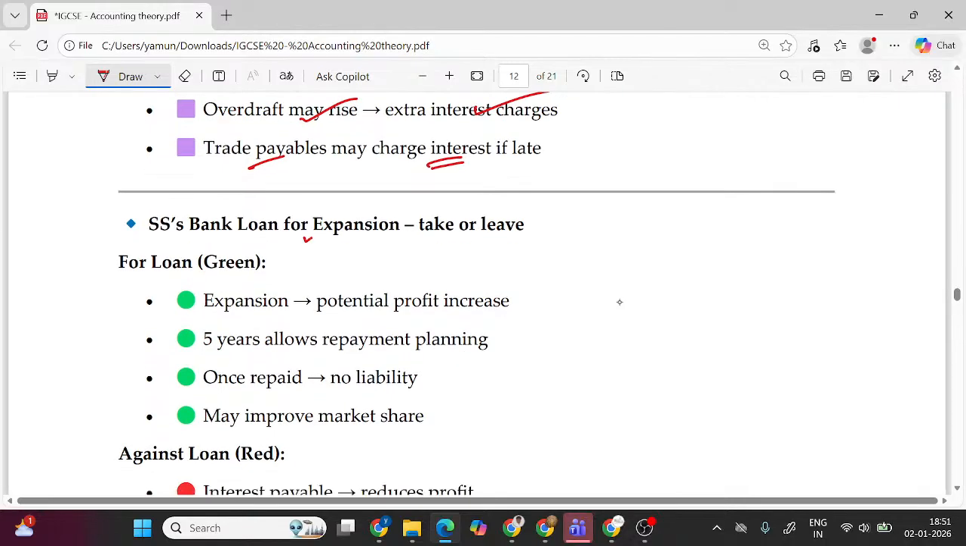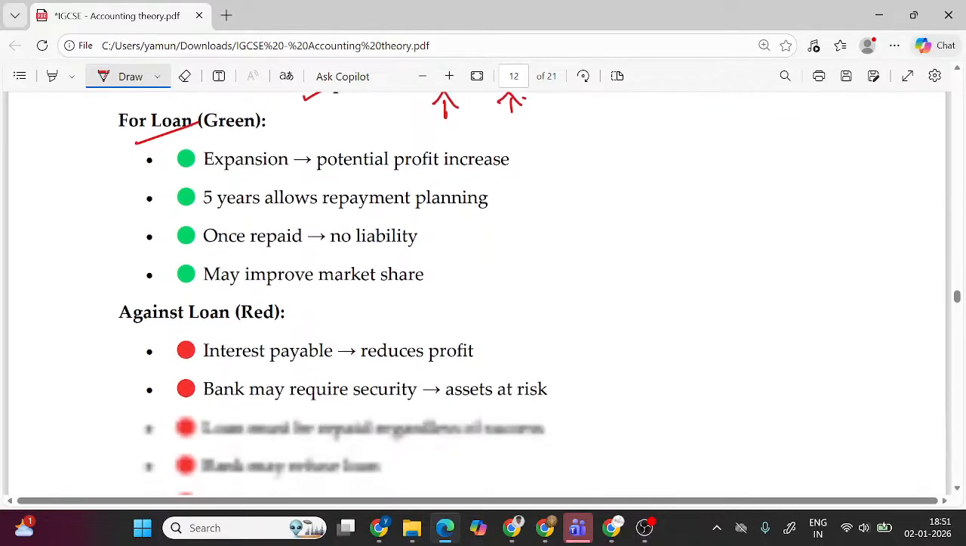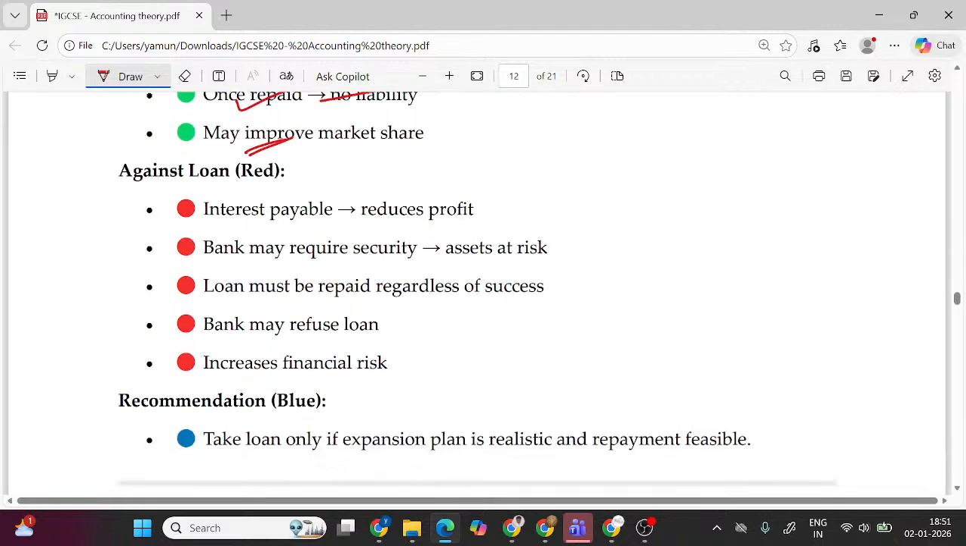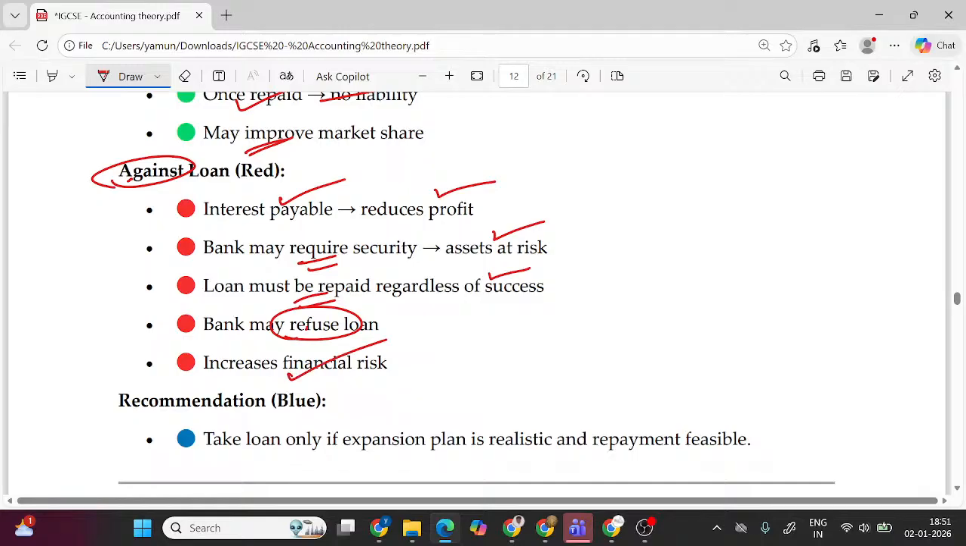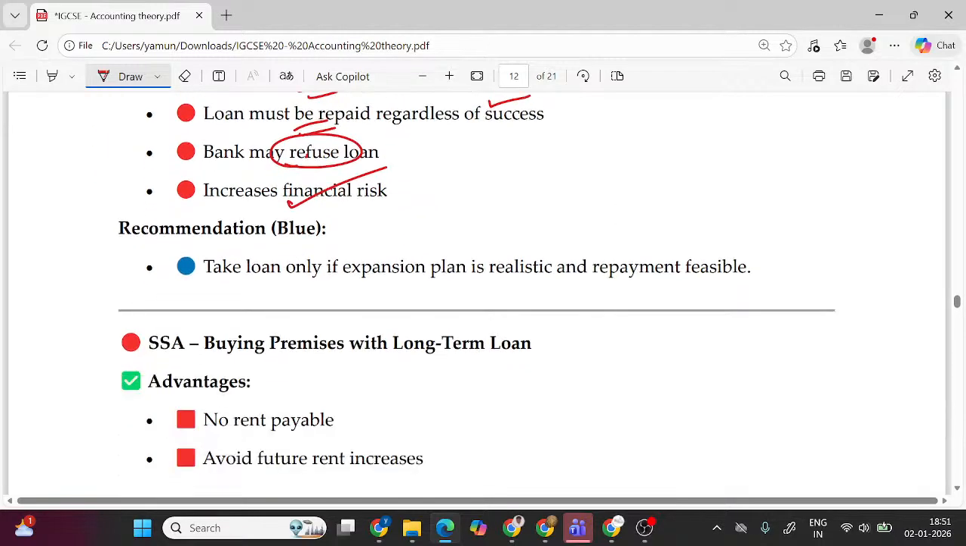SS Bank's loan for expansion: do you take it or leave it? For loan expansion, obviously we can go for potential profit increase. 5 years will be allowed for repayment planning, and once repaid, there is no liability. So that will improve the market share. Even though these are the advantages, there are some disadvantages against the loan also. You have to pay the interest, so obviously it reduces the profit. The bank may require security, so assets will be at risk, and the loan must be repaid regardless of success. The bank may refuse the loan and it increases the financial risk. Recommendation: take the loan only if the expansion plan is realistic and the payment is feasible. Else don't go for the loan.